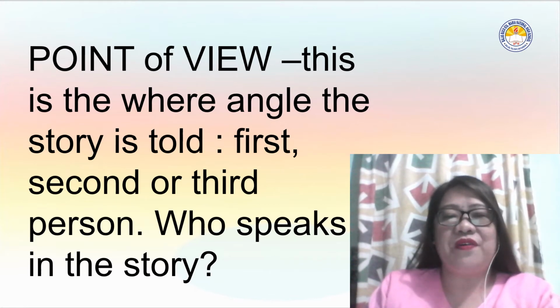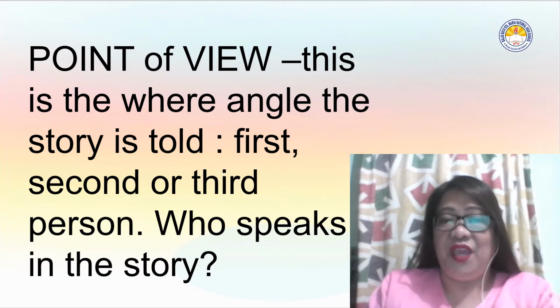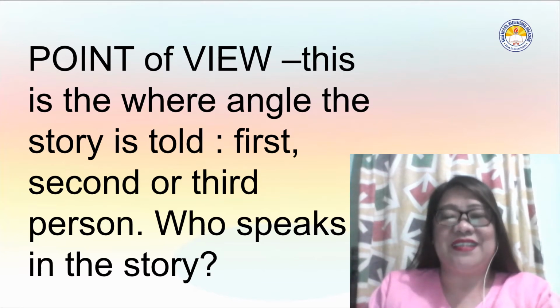When the short story uses I and me, that is for the first person. But when the story has the pronouns we and you, that depicts second person. When the story uses they, that is for the third person.